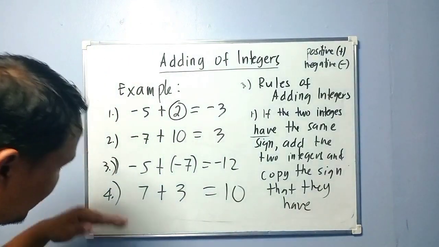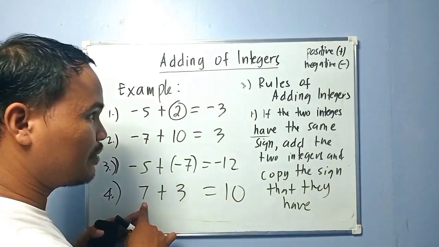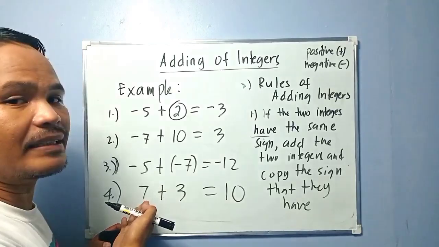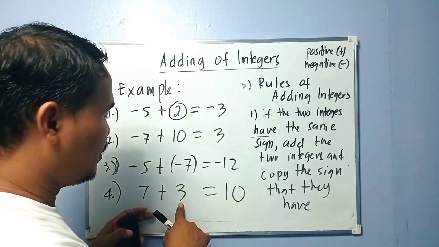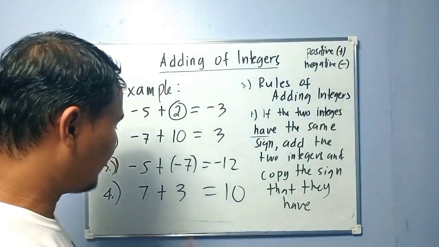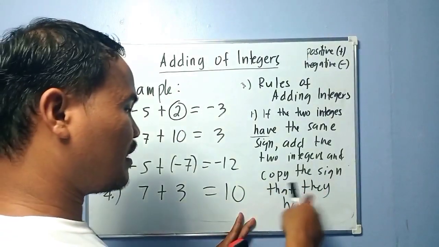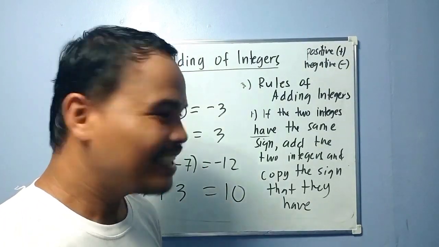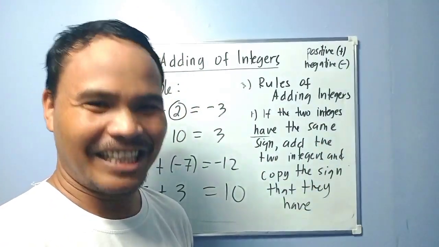Okay, next, example number 4. Rule number 1 also applies here in example number 4. For the number 7, when you don't see a sign, it is automatically positive. So positive 7 and positive 3. Therefore, the two integers have the same sign. If they have the same sign, we just add the two. 7 plus 3 is 10. And copy the sign that they have. They have positive, so positive 10 is the answer. Okay? So this is my third solution, the rules of adding integers.